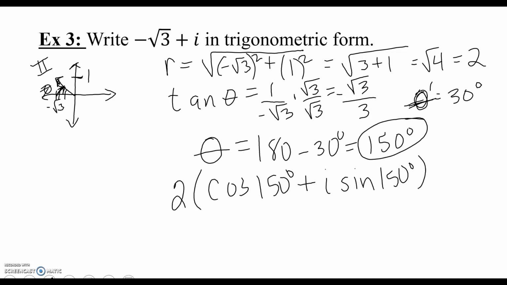So that would be that complex number in trigonometric form. You have to find the R and the theta to be able to do that. If you have any questions about that whatsoever, you can include those in the comments below.